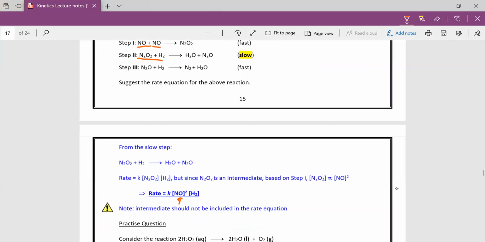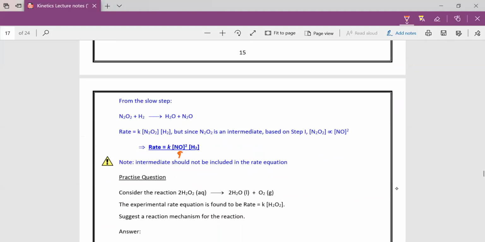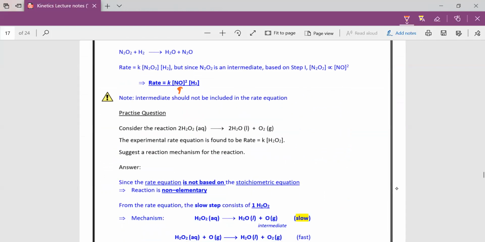So, a practice question for you. You can pause the video here for a while to try suggesting a reaction mechanism, but if you don't want to, you're free to continue. The rate equation is not the same as your rate law, because if it was, your rate law would be H2O2 squared, but now it isn't. So we have to propose a mechanism for a non-elementary reaction.